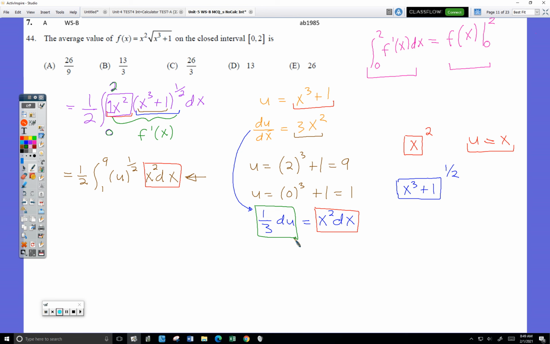So now I have this, 1/2. My limits are values of u. I have u to the 1/2. And I have x squared dx. The red box is 1/3 du. So that's a multiplying constant. And as I heard someone say, the transformation is now complete. Sounds like a line from a movie.